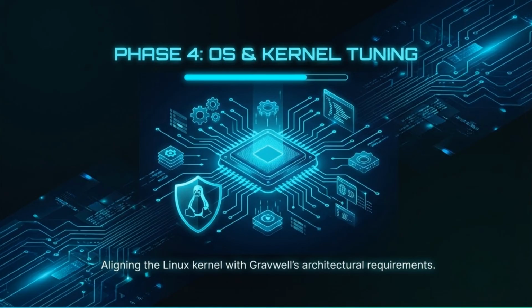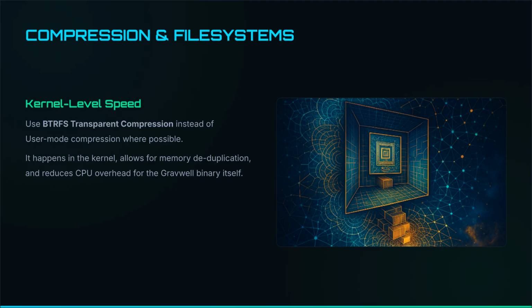Phase 4 is OS and kernel tuning, which aligns the Linux kernel with Gravwell's architectural requirements. For compression and file systems, use BTRFS transparent compression instead of user mode compression. This operates in the kernel, enables memory deduplication, and reduces CPU overhead.